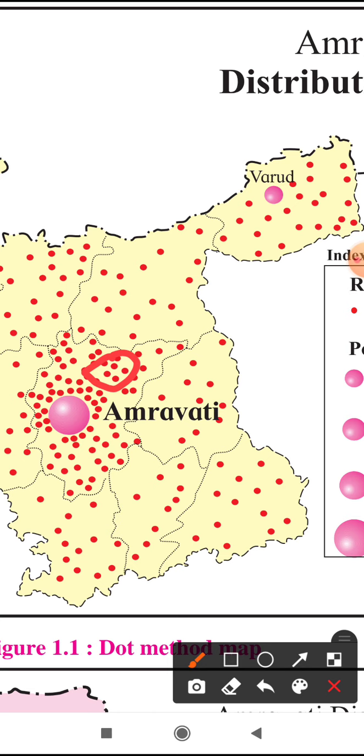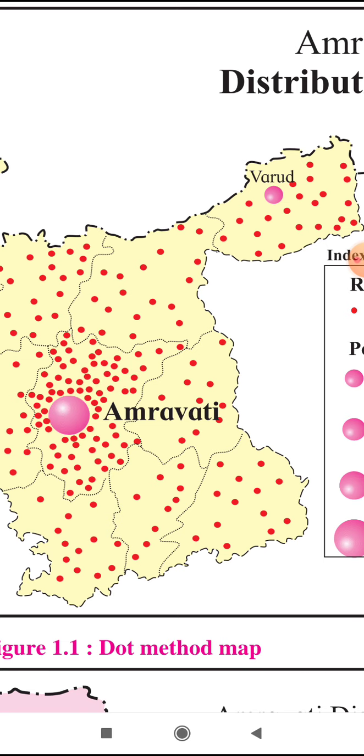So I told you how to use dots and circles. It is like a circle, a big dot, and it decides the value. As the big dot or circle is there, it shows a larger value of that variable.